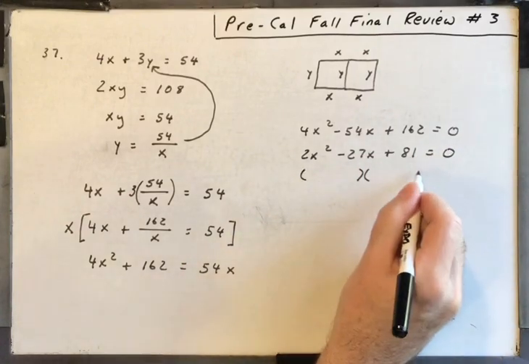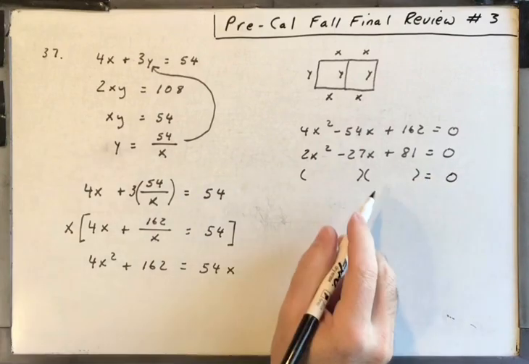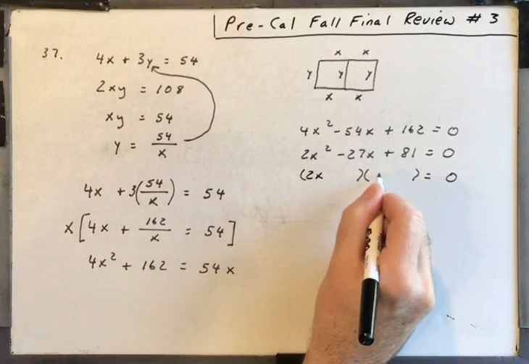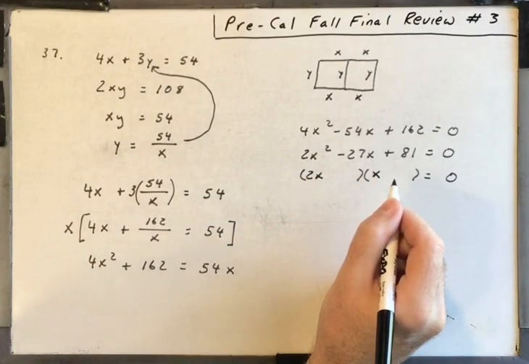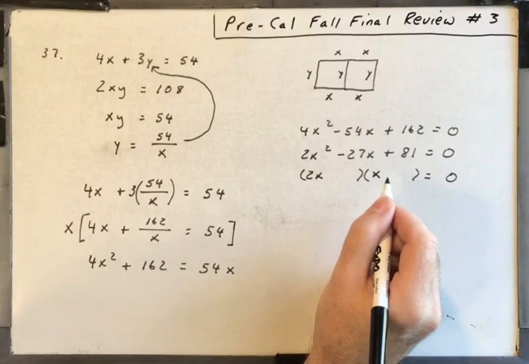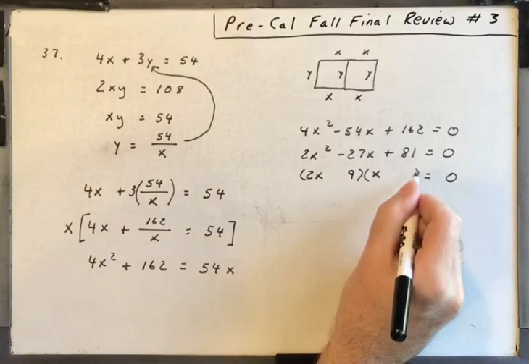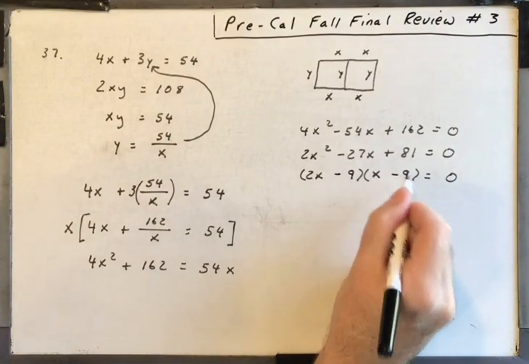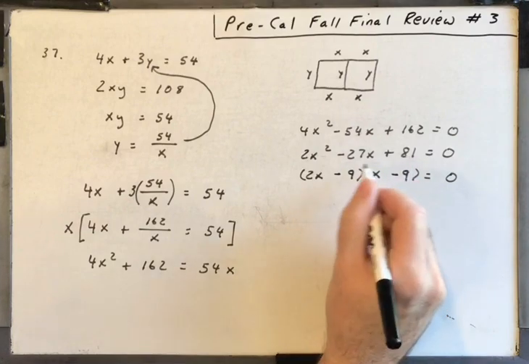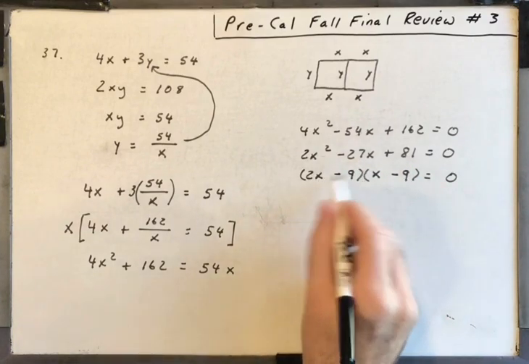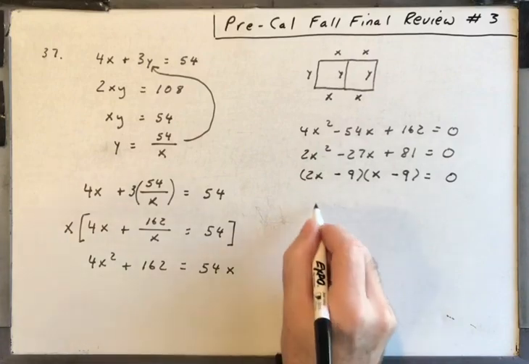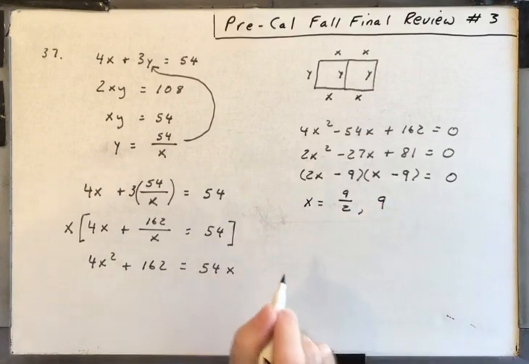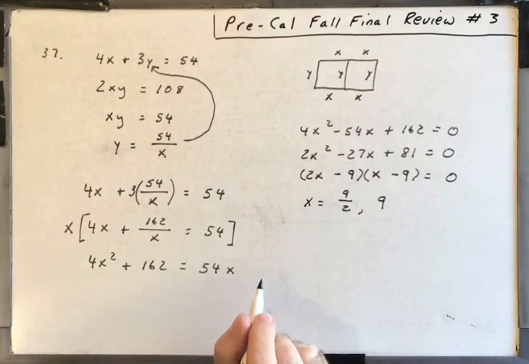I'm going to try to factor this. You should always try to factor it for at least a minute before you give up and go to quadratic formula. So 2x, x, and then I'm thinking probably it's got to be a 9 and a 9 somehow, right? Okay, so if we go minus 9, negative 9 times negative 9 would give me 81, and then 18 and 9, negative 18 plus negative 9 would give me negative 27. So x is going to be equal to 9 halves and 9. So we have 2 answers for x.